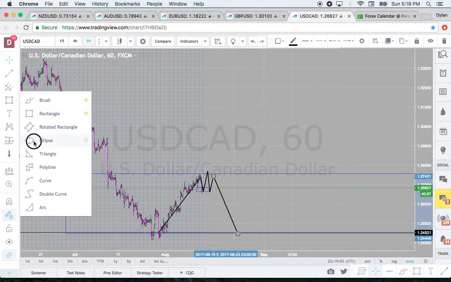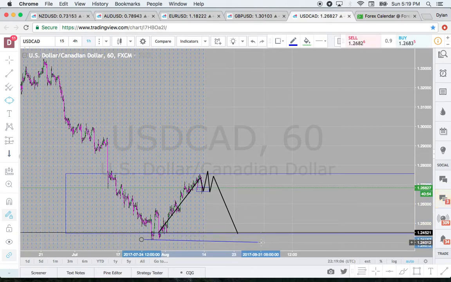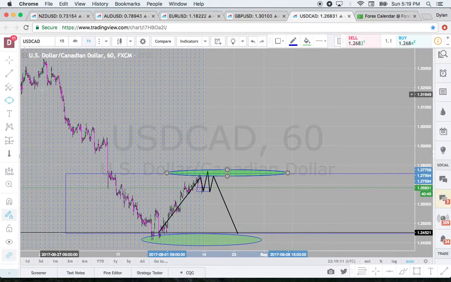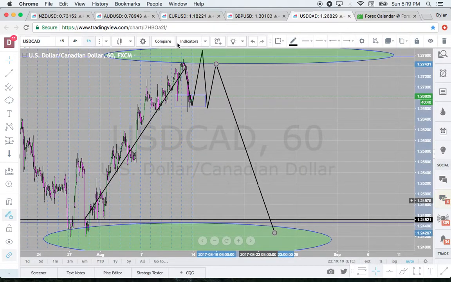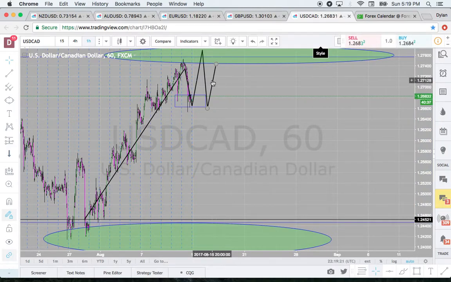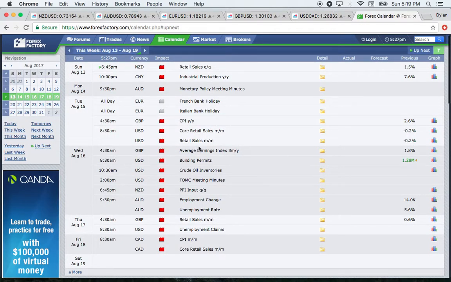So the low right here and the high. Look for respected areas like that in between the highs and the lows. So let's look at what we have for the news events. Not much for the CAD, Canadian dollar. Mostly we'll be seeing the US dollar playing out for the high impact news events.